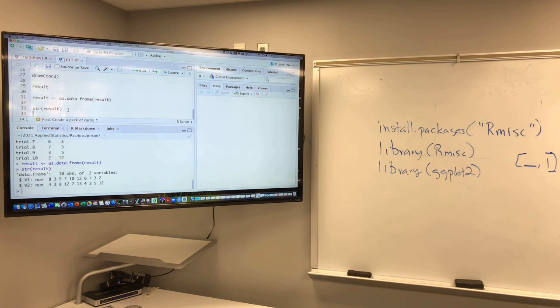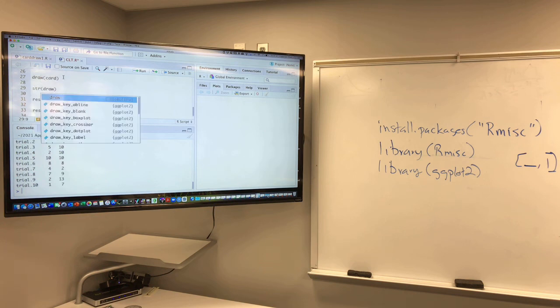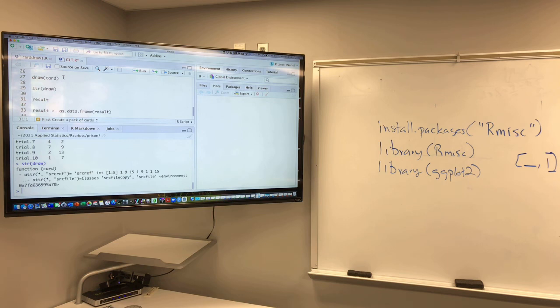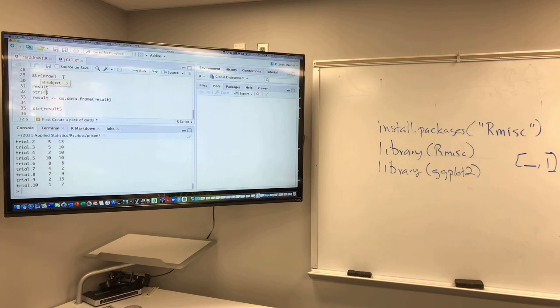So now we have it as a data frame. What was it before? Let's redo the draw. And before you go to result, get the structure of draw. See, draw is a function. Then do result, and now get the structure of result before we convert it to a data frame. It's just a numeric string of numbers. So you see num, it's just a numeric string of numbers. It has a list of dimension names, but it's not really structured as a data frame. So then we convert it to a data frame so it has nice structure that we can look at.